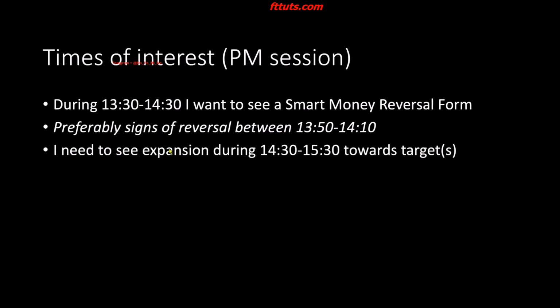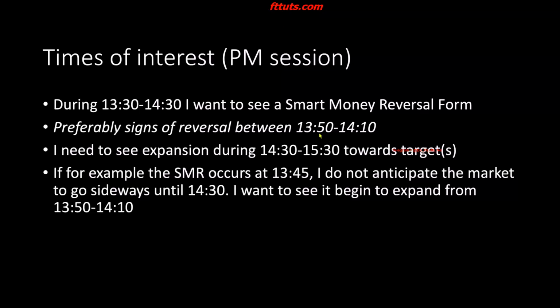Let's take a look at the next bullet point, which is that I need to see an expansion during 2:30 to 3:30 towards the targets. If, for example, the smart money reversal occurs at 1:45 p.m., I do not anticipate the market to go sideways all the way until 2:30 p.m. I want to see it begin to expand from 1:50 p.m. to 2:10, so from that macro time window that has been shared with you.